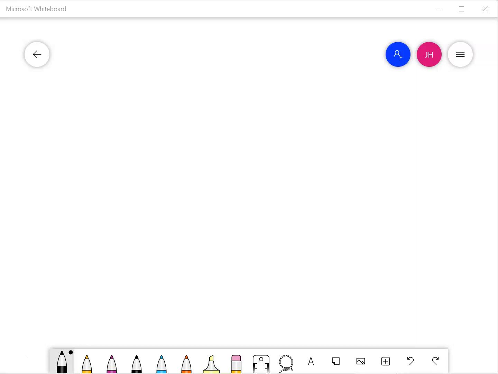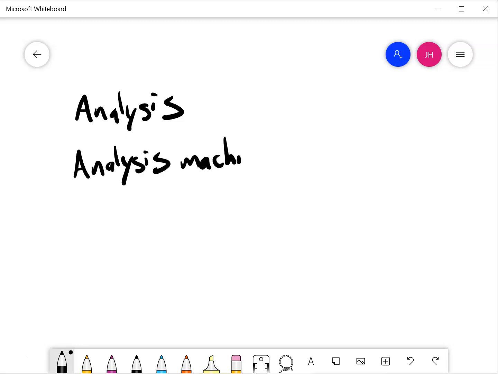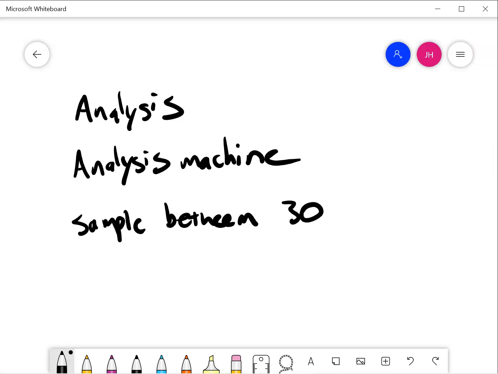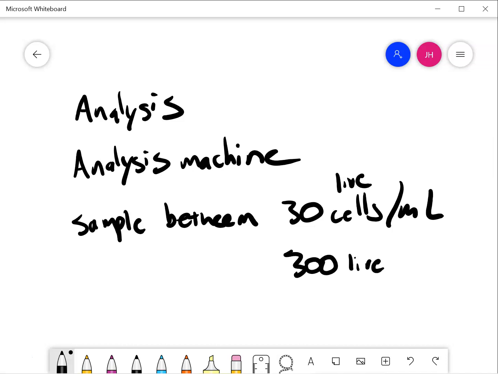I'm going to set up a hypothetical situation. We are going to do some analysis using some random made-up hypothetical analysis machine. And it only works if we put in a sample that has between 30 cells per milliliter, 30 live cells per milliliter, and 300 live cells per milliliter.